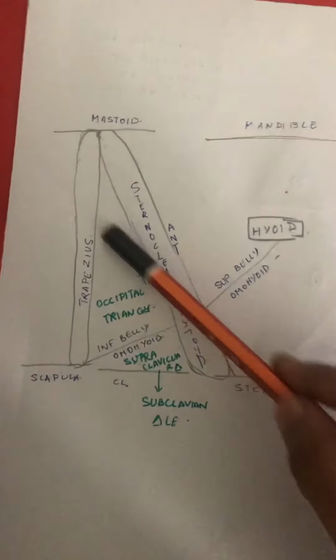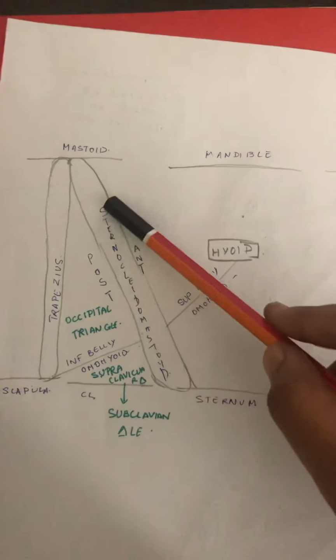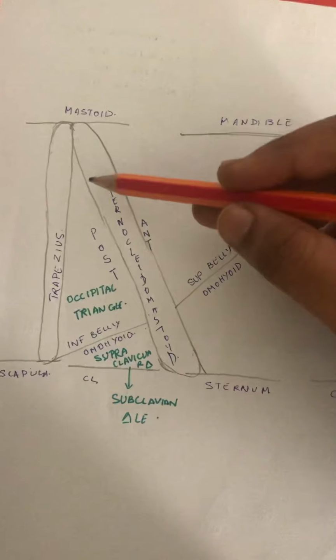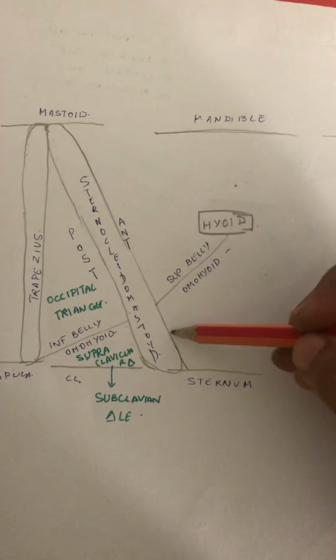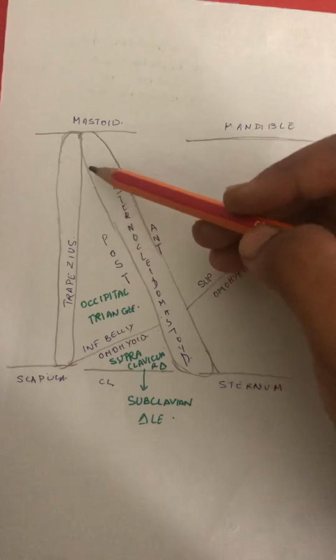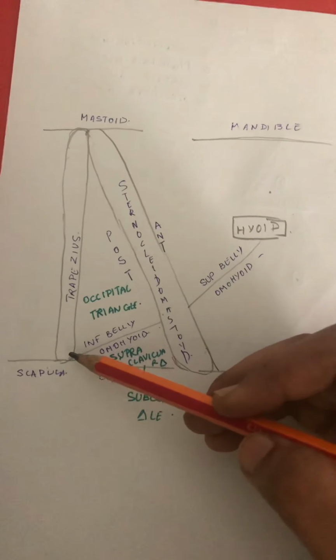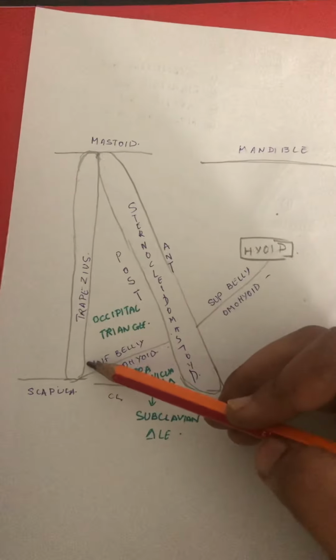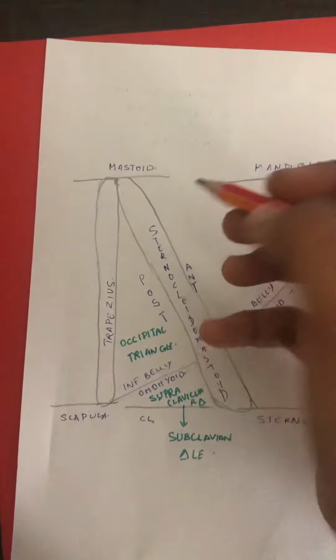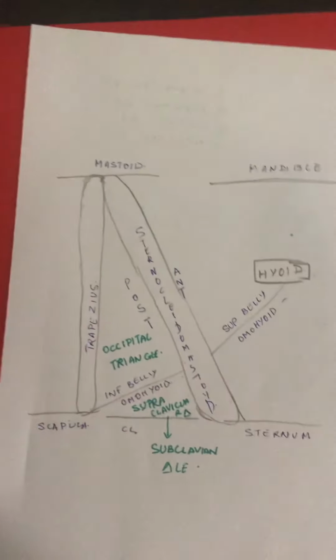And then, so this forms the posterior triangle of the neck. The anterior border is formed by the posterior border of sternocleidomastoid, and the posterior border of the posterior triangle is formed by anterior border of the trapezius, and base is formed by clavicle, and apex is formed by the mastoid.